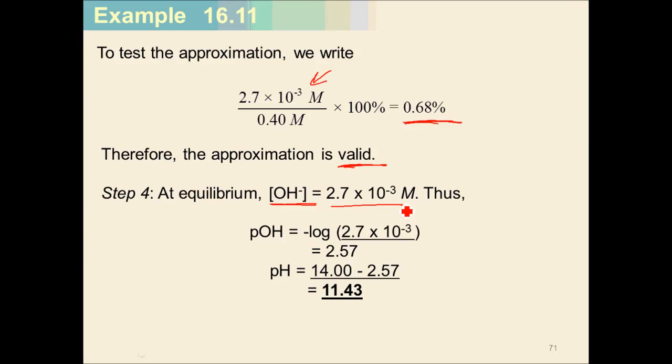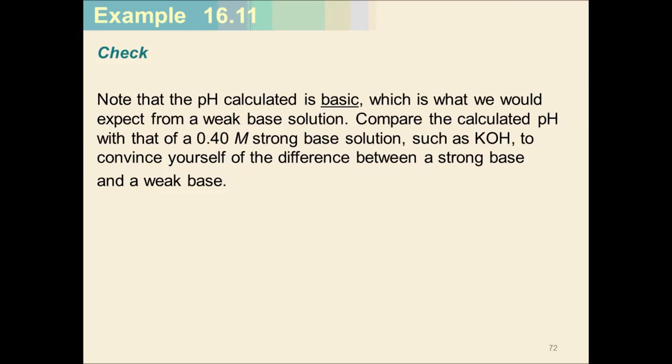Remember, hydroxide can be converted to pOH by using this equation. pOH is equal to minus the log of your hydroxide ion concentration. That would be 2.57. So what the question was, what was the pH? What we do then is take 14 minus this 2.57, and we have 11.43 is the pH. Check here on slide 72.